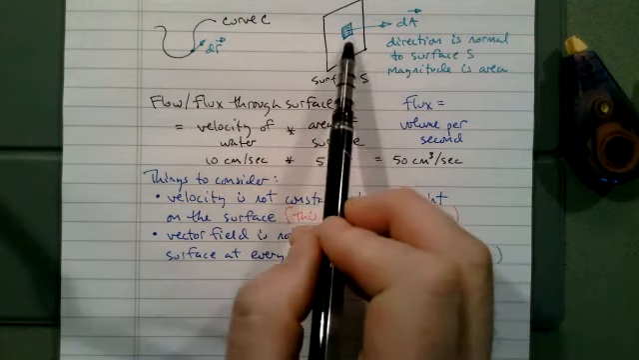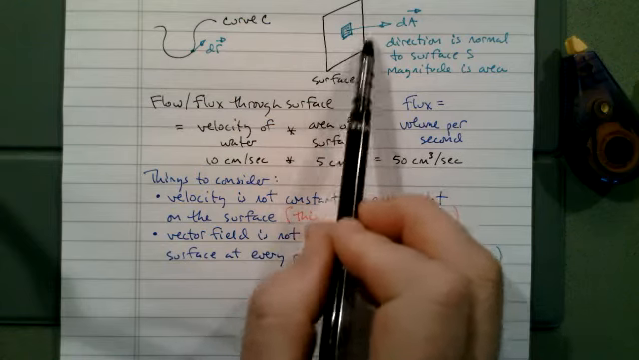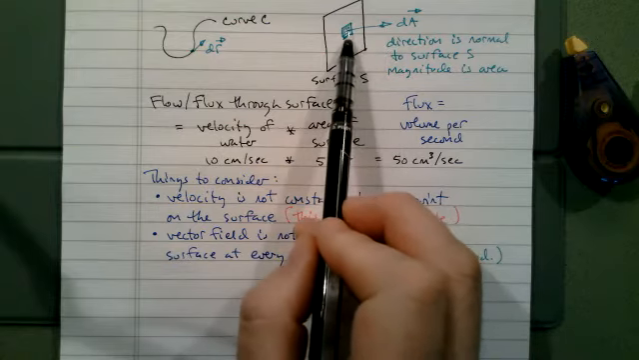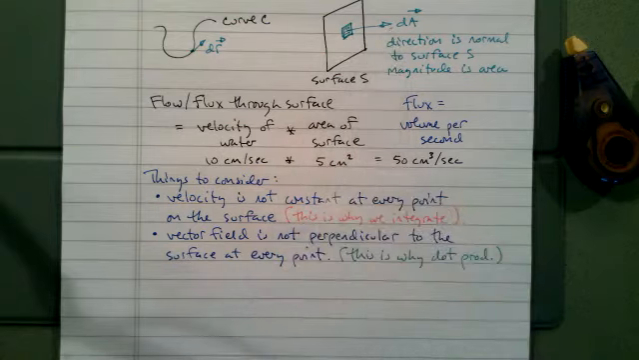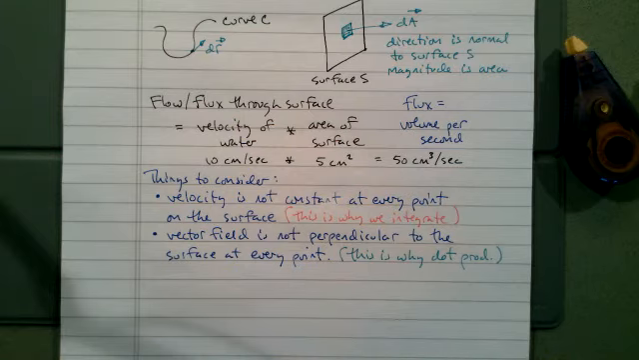In which case, if the vector field is at some crazy angle, we don't multiply two constants. We find the dot product of the vector from the vector field and the dA, which is normal to the surface. So we're looking at the dot product of the vector field and a vector normal to the surface at every point. The vector field is not perpendicular to the surface at every point. That is why we dot product.